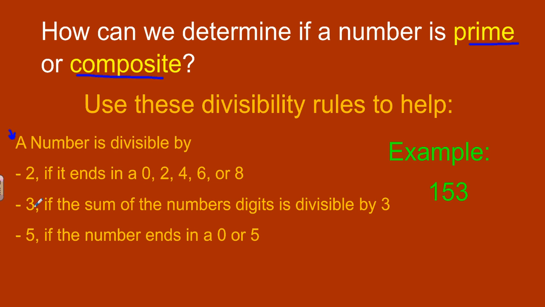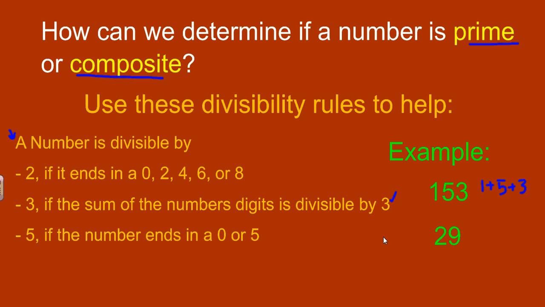Is it divisible by 3? Well, if we find the sum of this number's digits, 1 plus 5 plus 3, that actually equals 9, and 9 is divisible by 3, so that tells us that it has at least the number 3 as a factor, which means it has more than 2 factors, and it must be a composite number. Let's look at the next example.